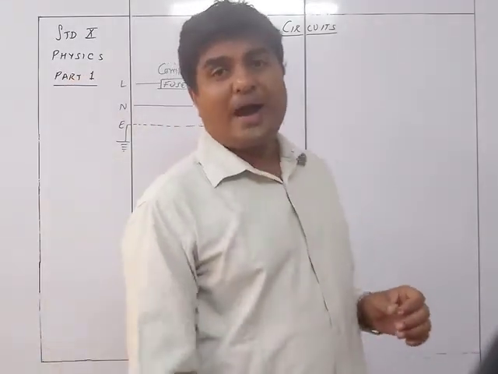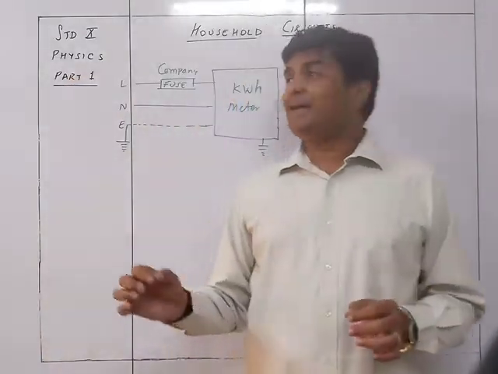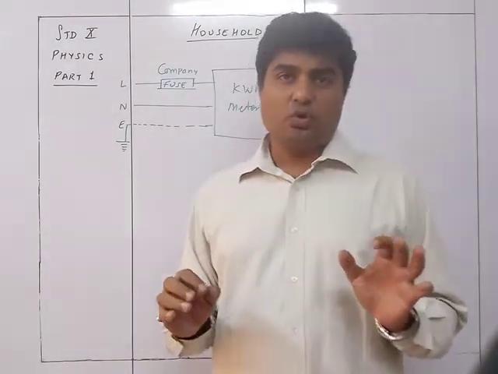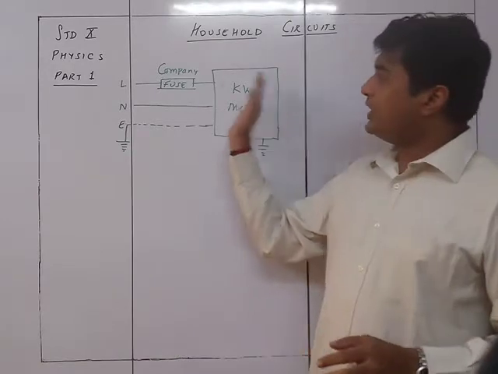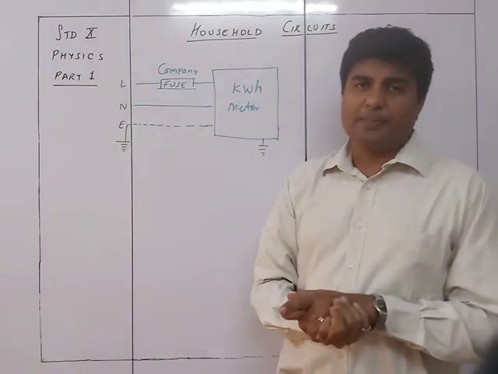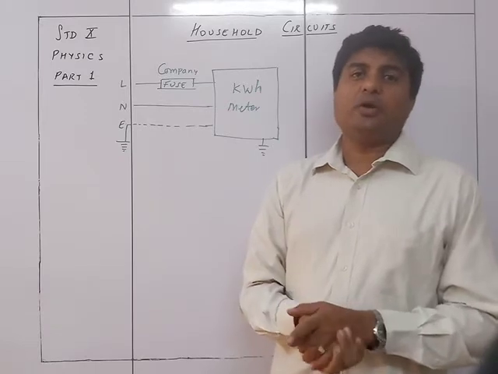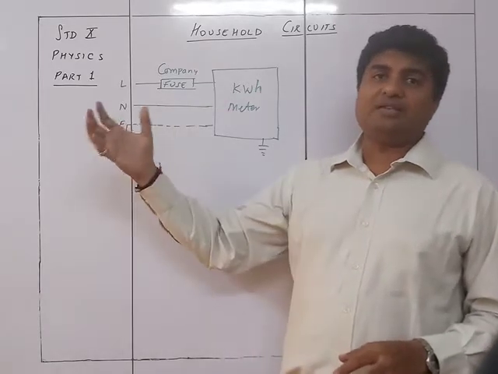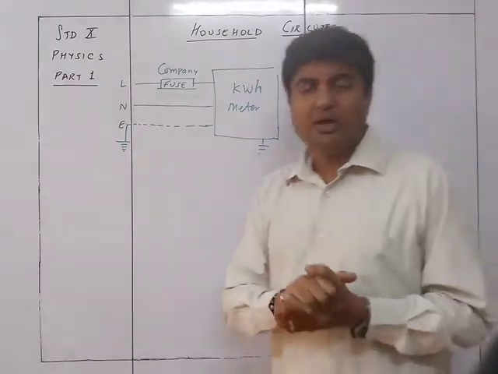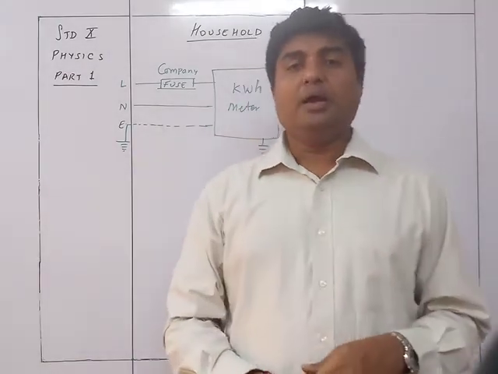So all the wiring which is to be done till the kWh meter will be done by the company. So the company owns all these parts. For example, if we are getting supply from Adani Power, then Adani Power is going to have the supply wires coming all the way up to this point, and the electric meter will also be supplied by the company.